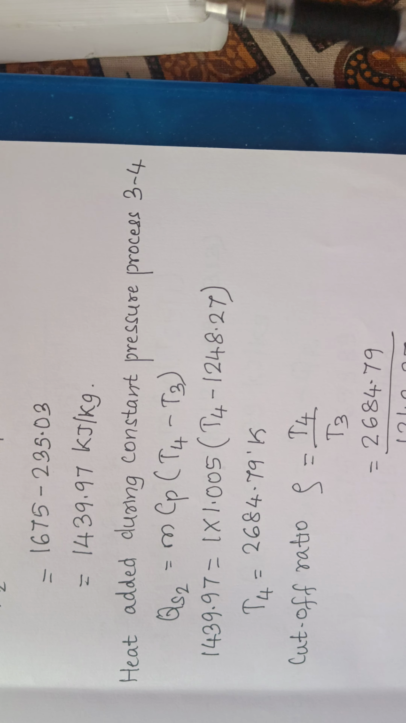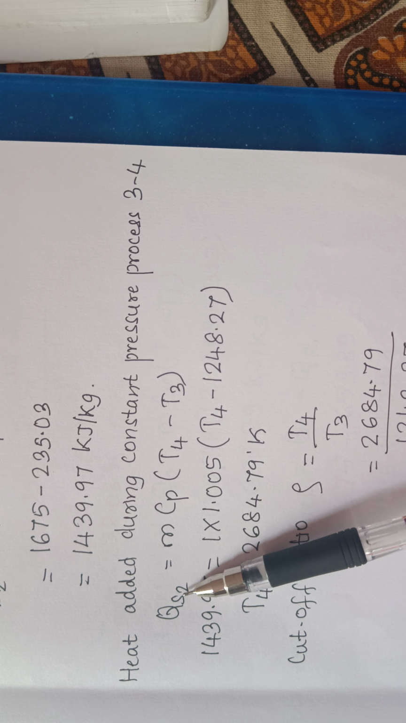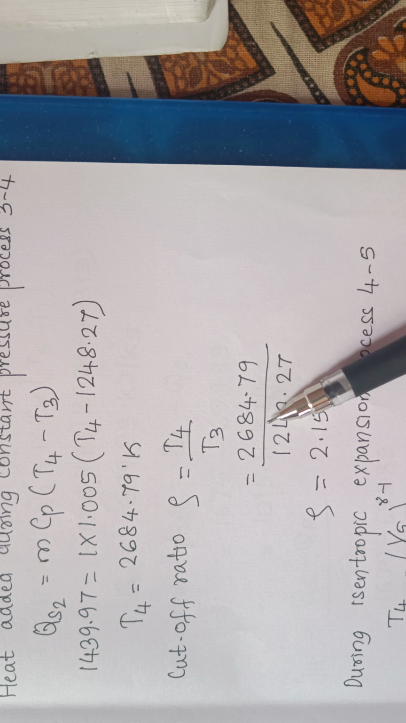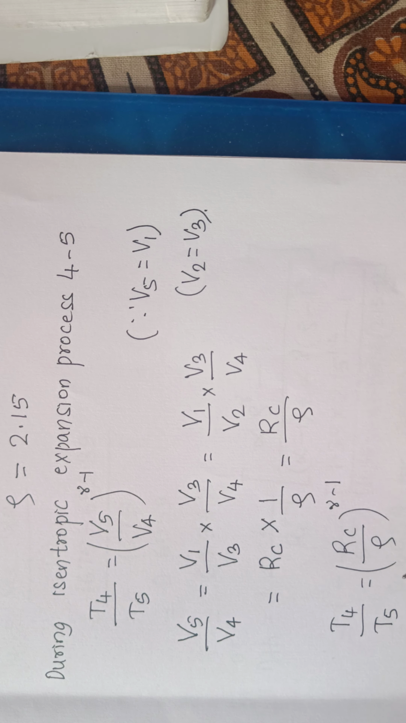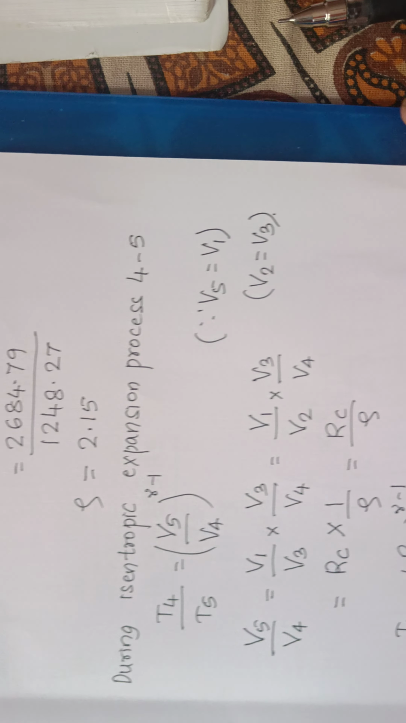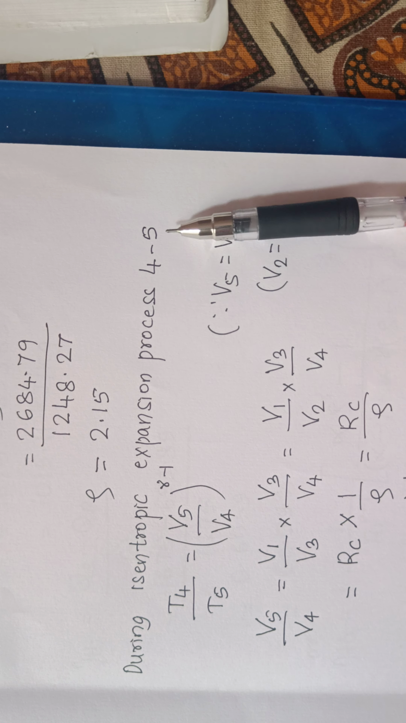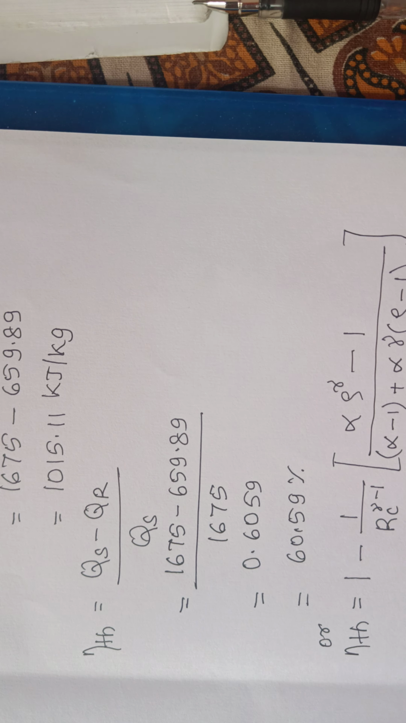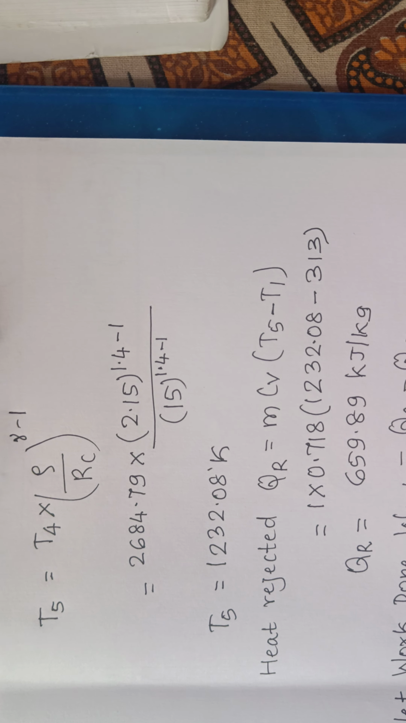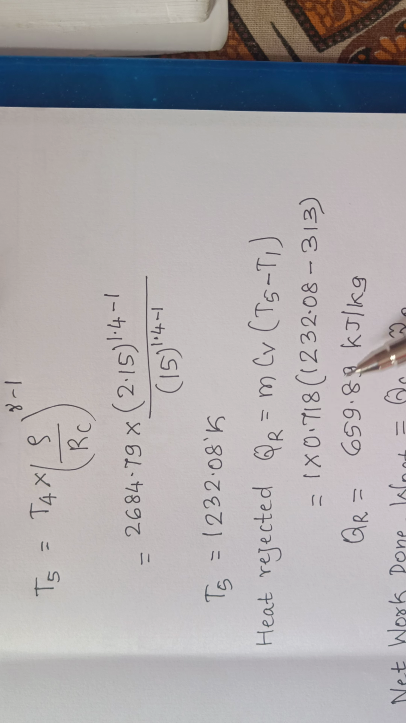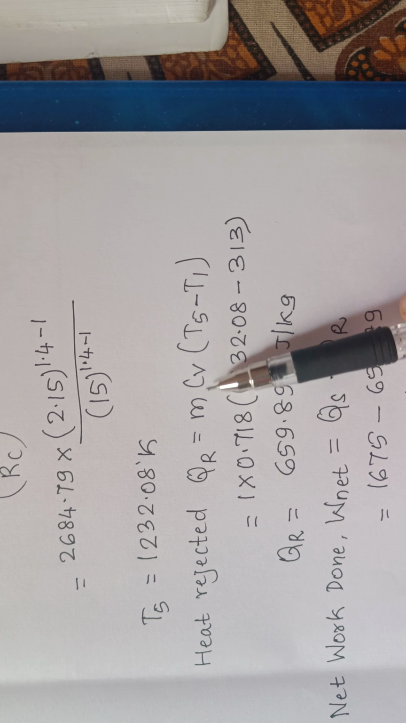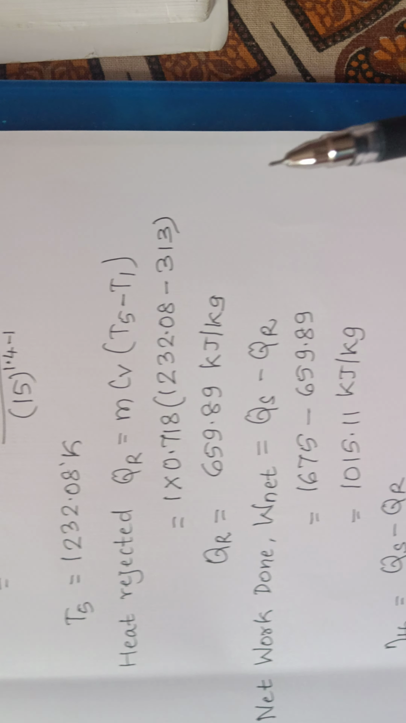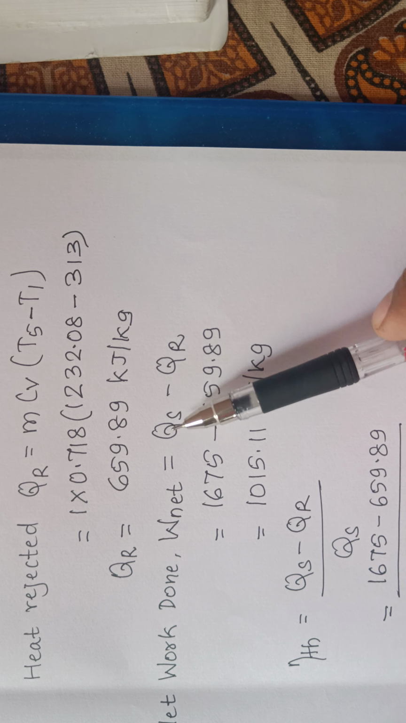Then found out the value of T4 by using the equation of QS2, heat added during constant pressure process. Then found out the cutoff ratio. Then found out the value of T5 by using the isentropic expansion process 4 to 5. After calculating T5, I have calculated the value of heat rejected QR, that is m Cv (T5 minus T1), because heat is rejected during constant volume process. Then found out the value of W net, QS minus QR.